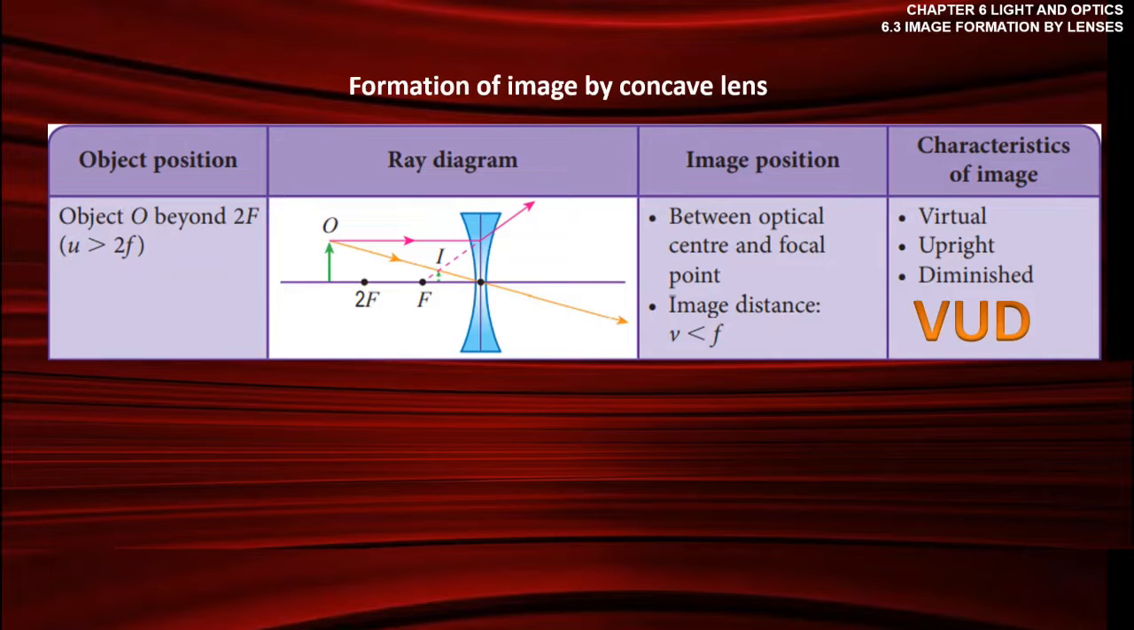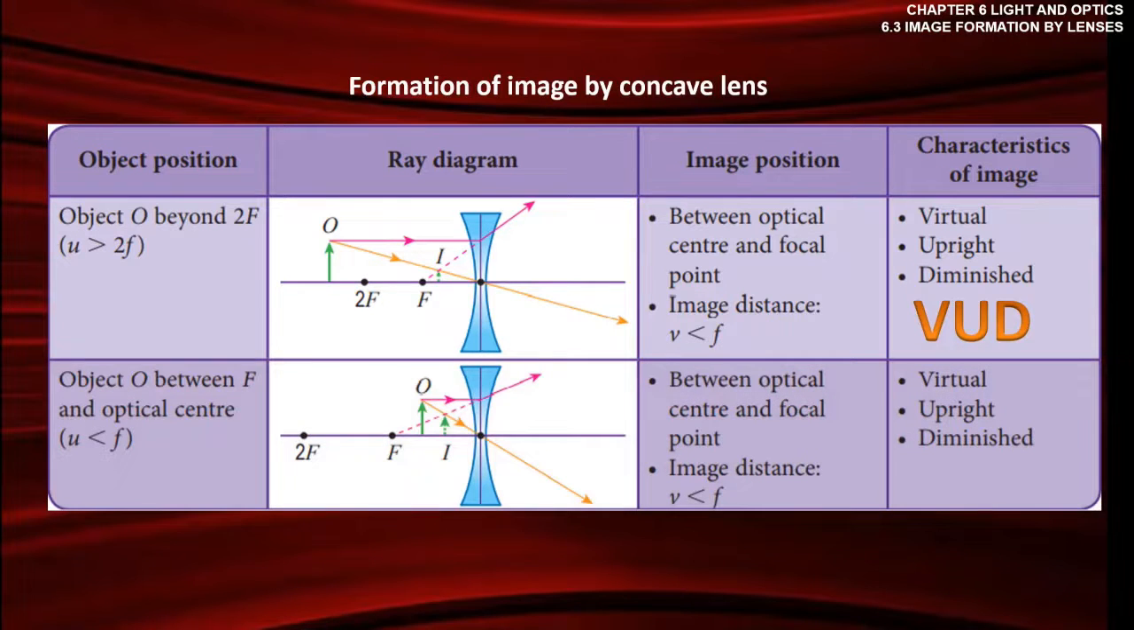Okay, so now here is the formation of image by concave lens. As you can see, the image characteristics is VUD, wood. And the second case is also the same, VUD, wood. Which means any position of the object for this concave lens will always produce the image which is wood.